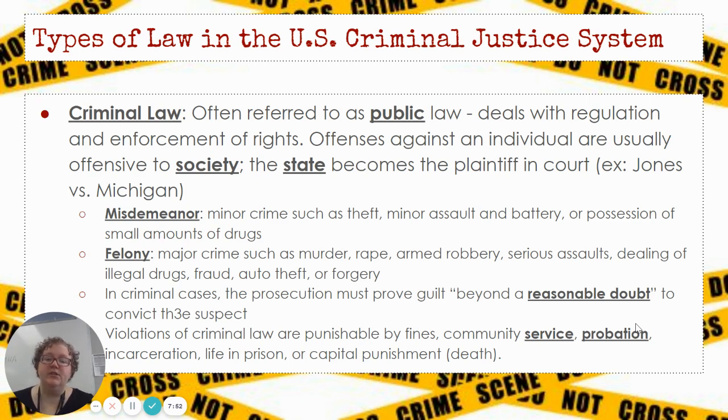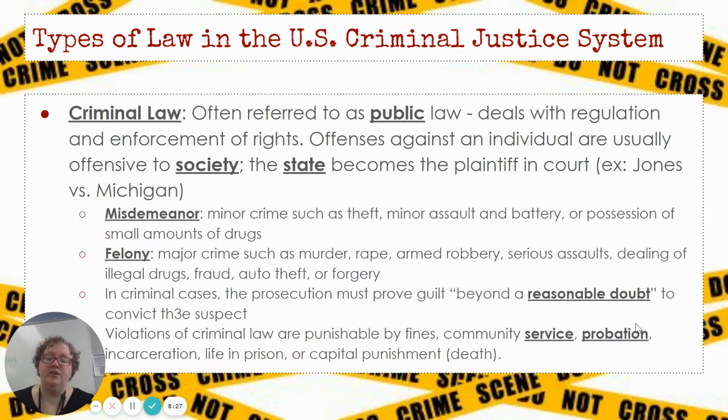In criminal cases, the prosecution is responsible for proving guilt beyond a reasonable doubt. So they need that in order to convict the suspect. It is the job of the plaintiff, so the state or the nation, to prove that they have enough evidence that this person did it. For example, Jones is not responsible for presenting evidence to show he's innocent. It is the state of Michigan's responsibility to show evidence that he is guilty.